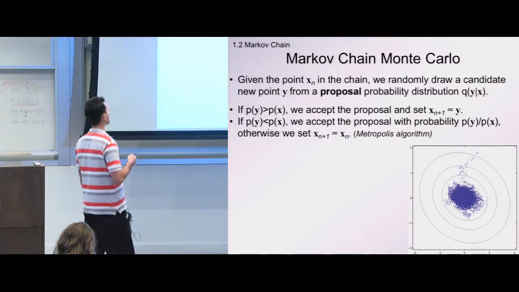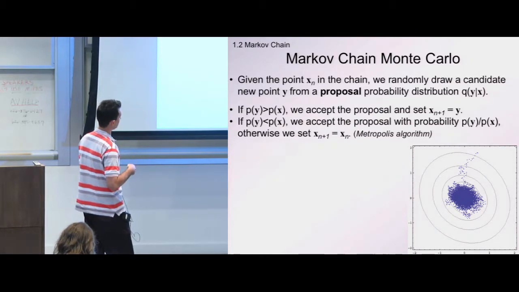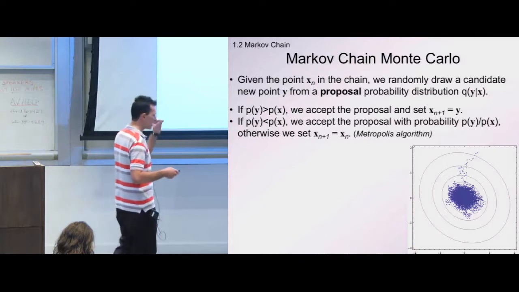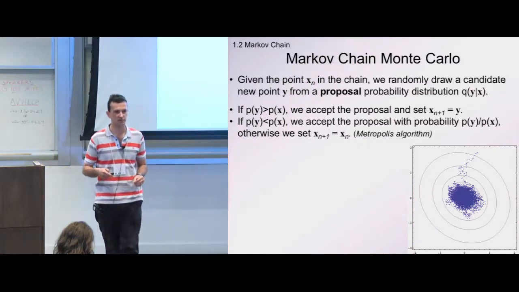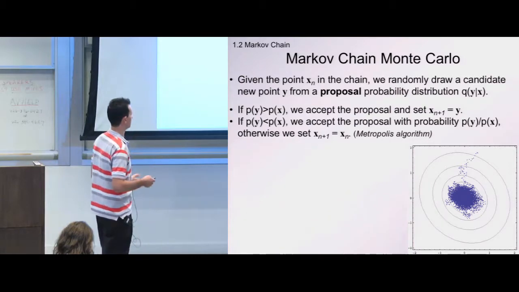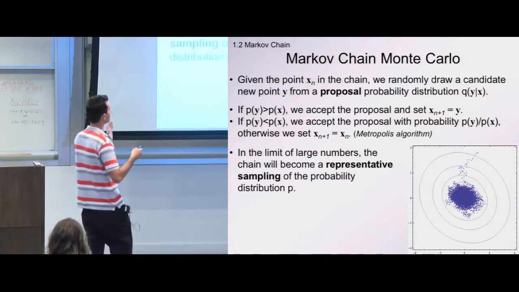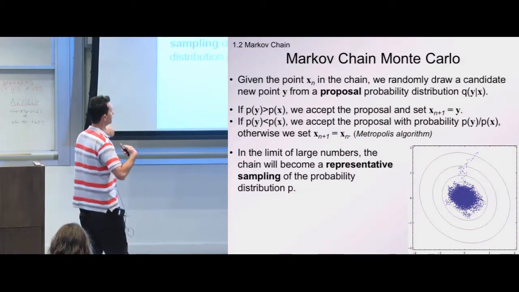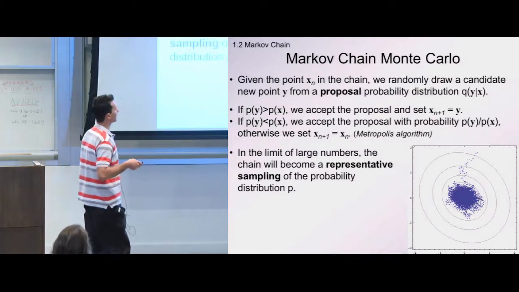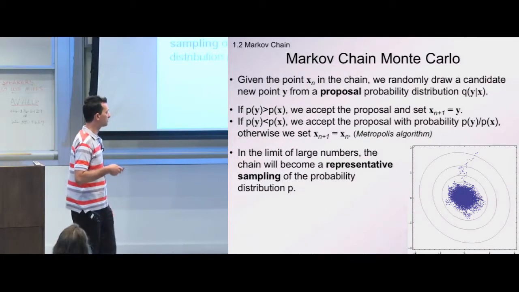If the probability of this point is less than the previous one, we don't reject it outright. Actually, we can accept the proposal with a probability given by the ratio of the two probabilities. And if the candidate is rejected, then the new point in the Markov chain will coincide with the old one. So your Markov chain will actually be full of duplicates. But this is not bad, because there are theorems that ensure that if you follow this procedure, after a large number of points, the Markov chain will be a representative sampling of the probability distribution.